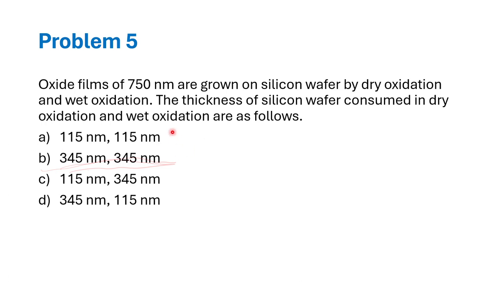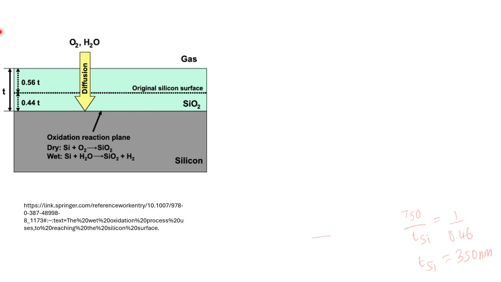First I'll just tell what happens in an oxidation process, whether it is dry or wet. In the case of dry oxidation, the silicon will react with oxygen to form silicon dioxide, whereas in the case of wet oxidation, it will react with water to form silicon dioxide and hydrogen. One important thing to note here is that this reaction will happen at the surface of the wafer.